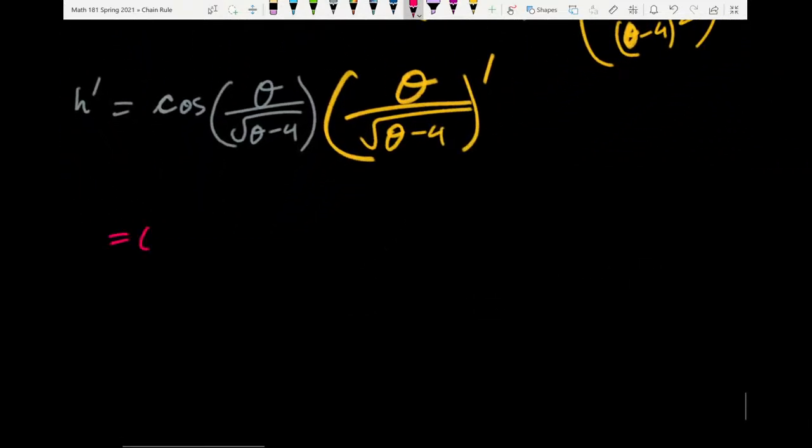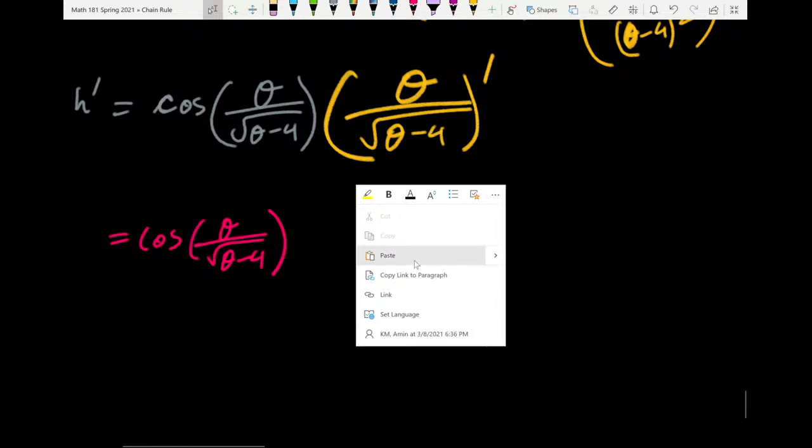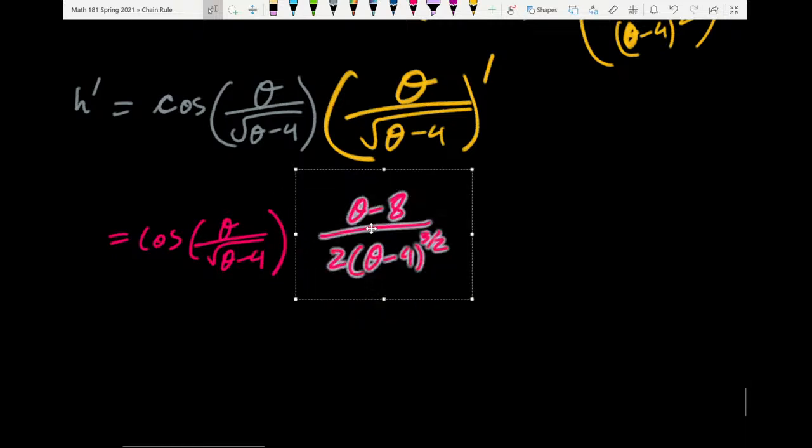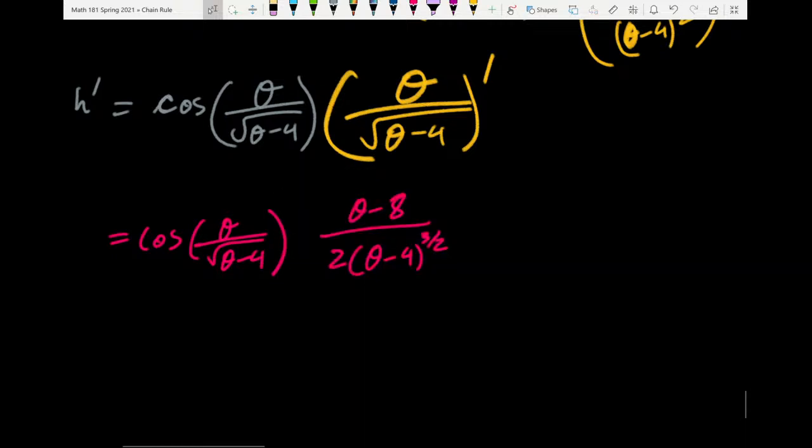So you get cosine of theta, square root of theta minus 4, and we just did the derivative of that. Voila. And that's your final answer. Whew, that was a hard problem.